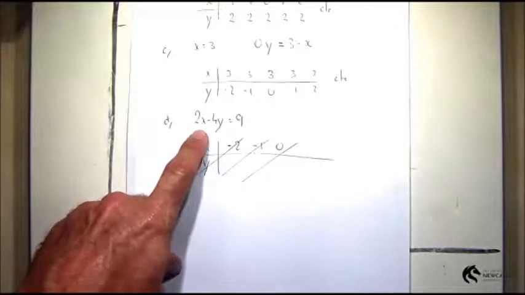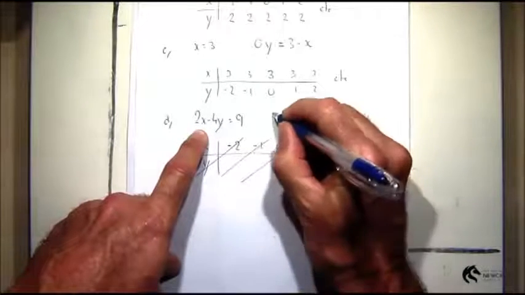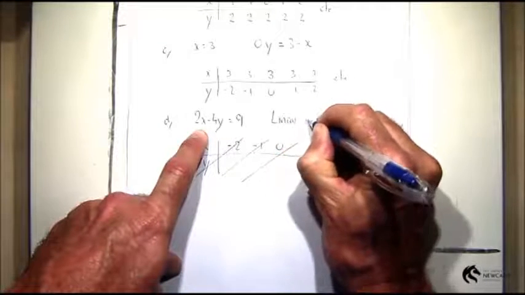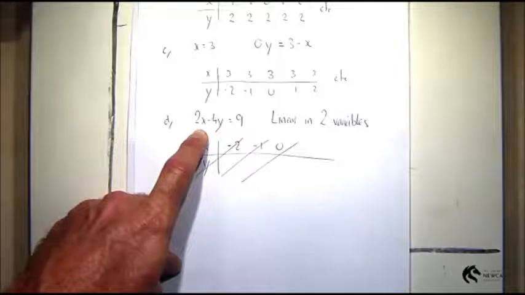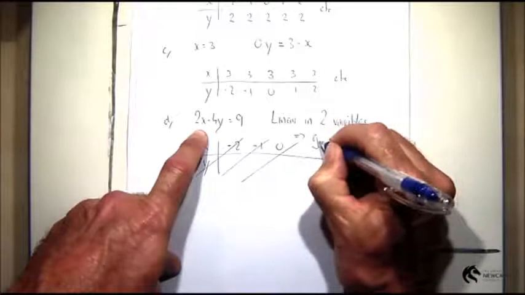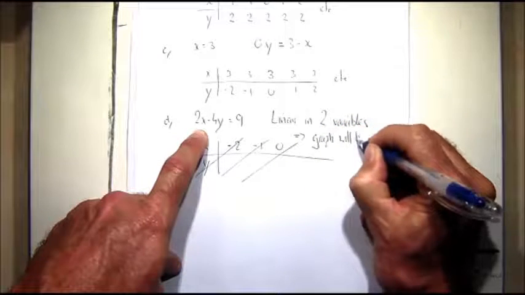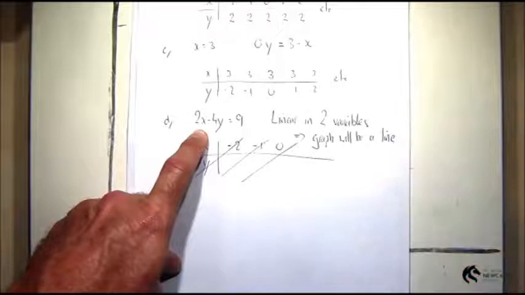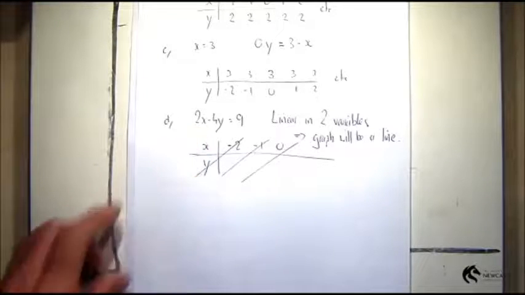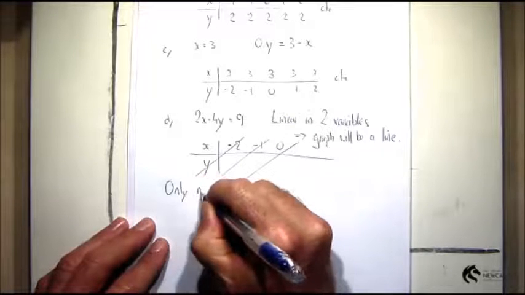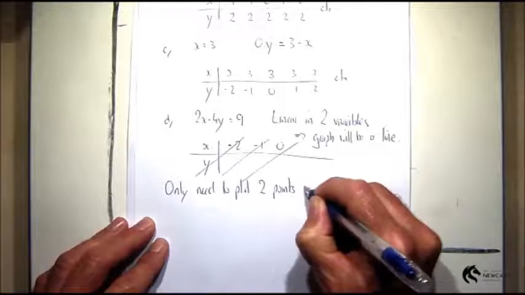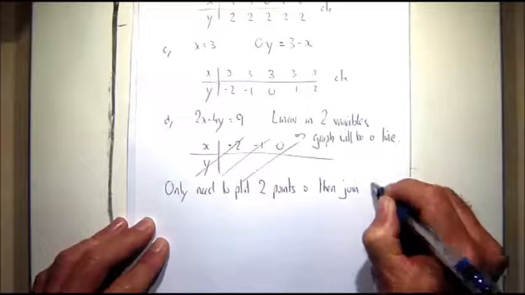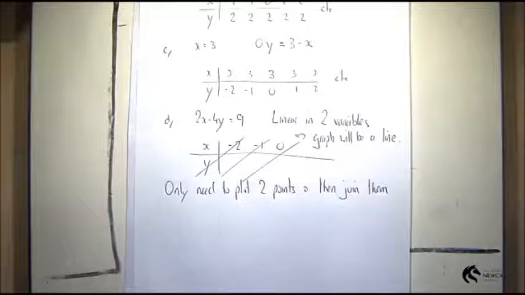I recognise this as being a linear equation in two variables. This is a linear equation in two variables. So I know that its graph is going to be a straight line. So that tells me the graph will be a line. So in fact, all I really need to do is just plot 2 points and join them up, and that will work. So I only need to plot 2 points, and then I can join them up. And that will give me all the points on the graph.